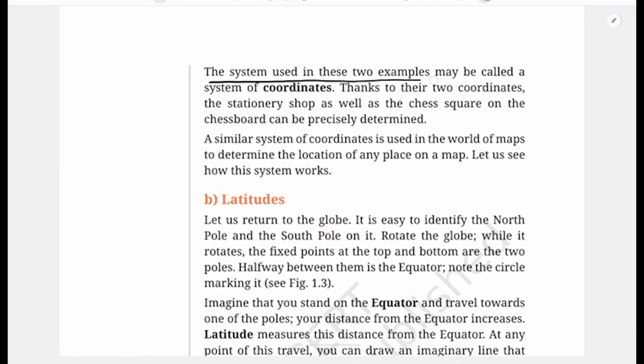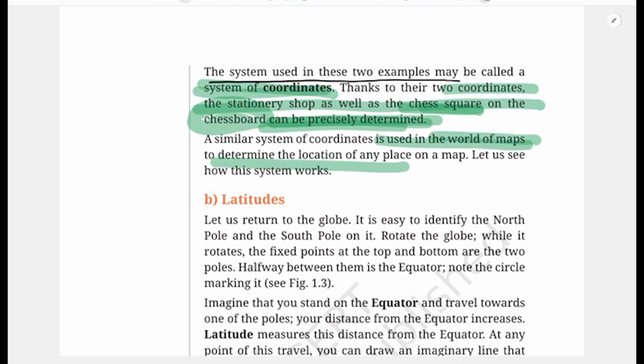The system used in these two examples may be called a system of coordinates. Thanks to their two coordinates, the stationery shop as well as the chess square can be precisely located. A simple system of coordinates is used in the world of maps to understand the location of any place on the map. So in the next part, we'll be studying latitudes.